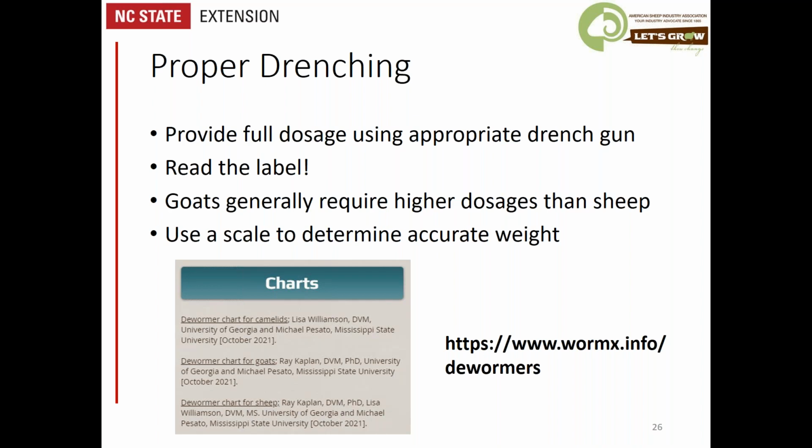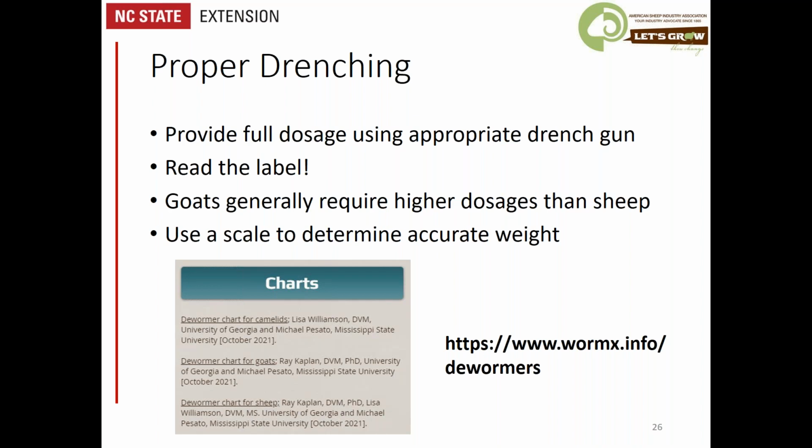And then when we do decide to drench, we need to do that in a proper way. So we always need to provide the full dosage using the appropriate drench gun. We certainly don't want to underdose, but we also need to be very careful about overdosing because some of our dewormers are toxic if overdosed. And so it's important that we read the label.